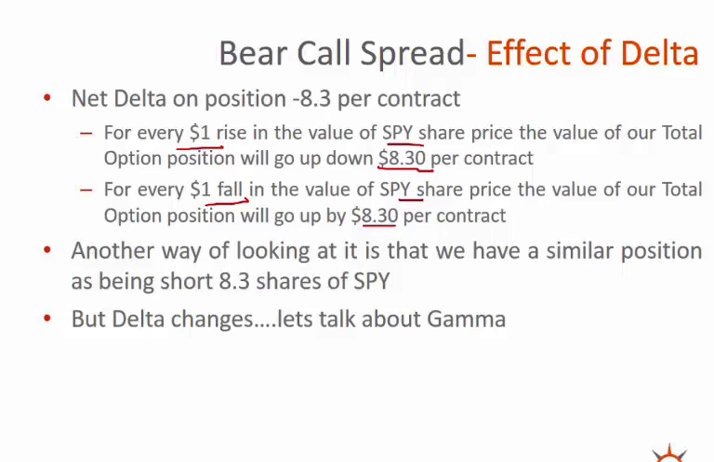Another way of looking at the delta position is that you can think of it as having a similar short position in SPY of 8.3 shares. Why do we say that? Well, if you think about it, delta tells you on a position what profit or loss you're going to make for a $1 rise in the value or fall in the value of the underlying shares. Well, if the share price drops $1, we're going to benefit, we already know, by $8.30. So that's the equivalent of being short 8.3 shares of SPY.